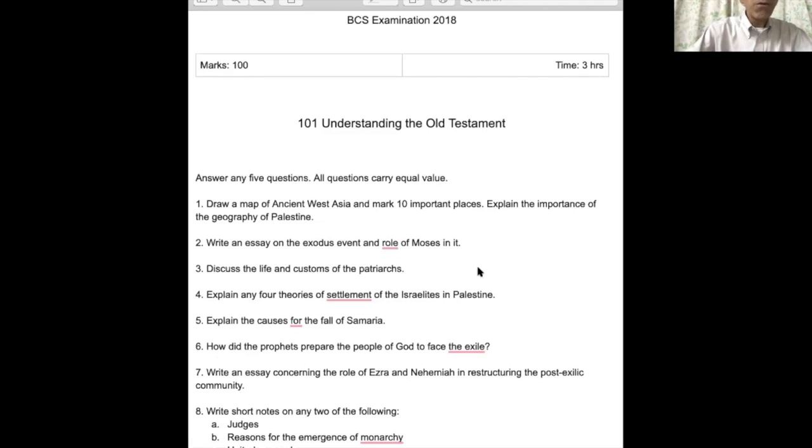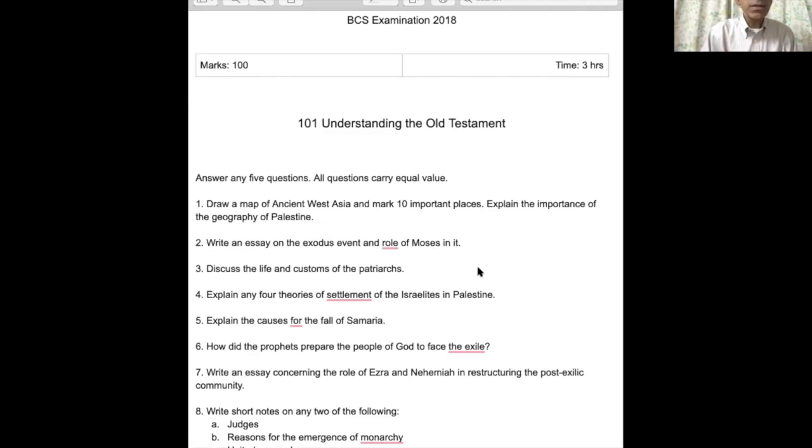Fourth, explain any 4 theories of the settlement of the Israelites in Palestine. You can stick with just the 3 theories that were mentioned. That should be sufficient. You can go ahead and look that up further for further reading. So now you have an idea of what those theories were, and you can explain that further. You can do more reading. You can Google it and find theories of settlement in Palestine by the Israelites.